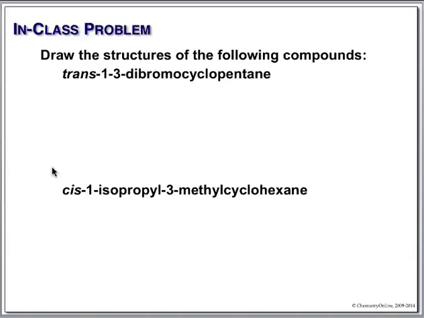For a cyclopentane, you simply need to draw the five-membered ring. You identify positions 1 and 3. This is trans, so you're going to have one bromine pointing up and one bromine pointing down. Something like this would work perfectly. Positions 1 and 3, one bromine up, one bromine down. Does it matter where you put the bromine?